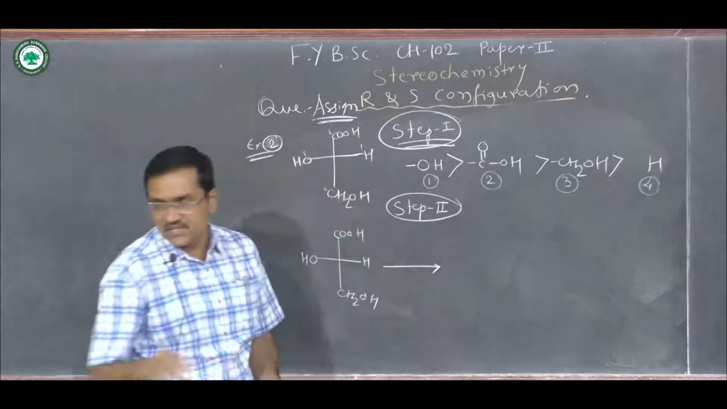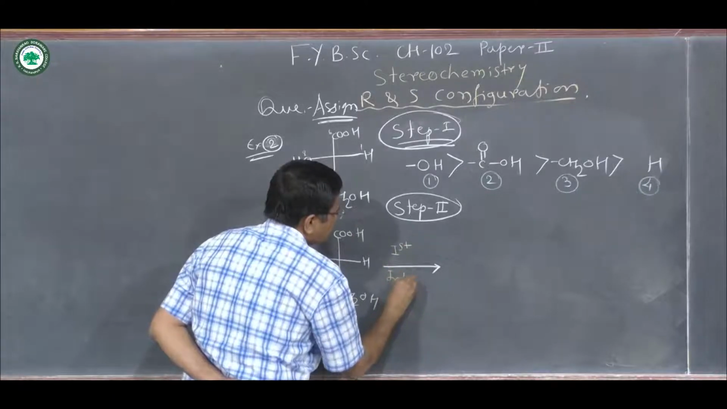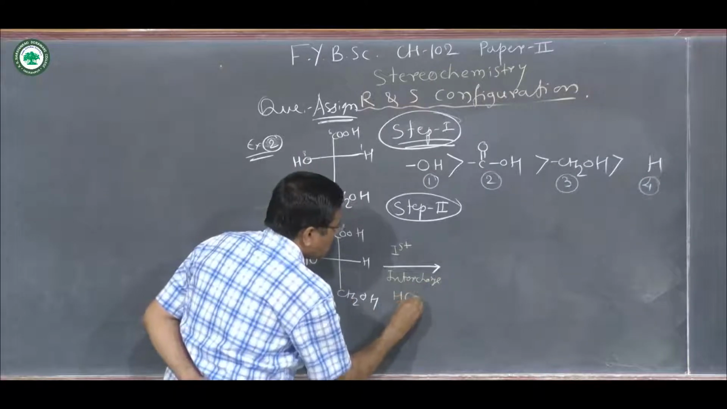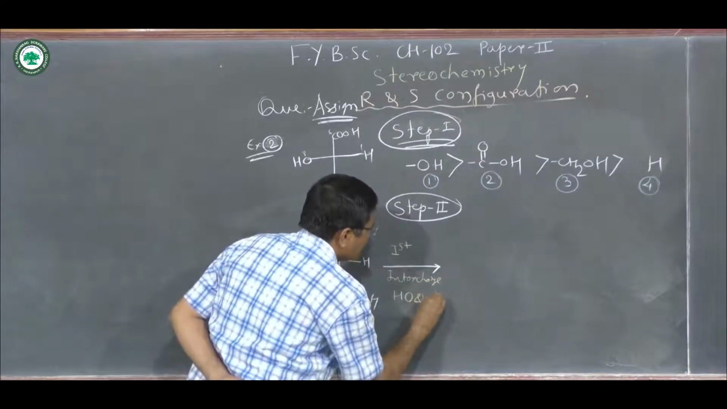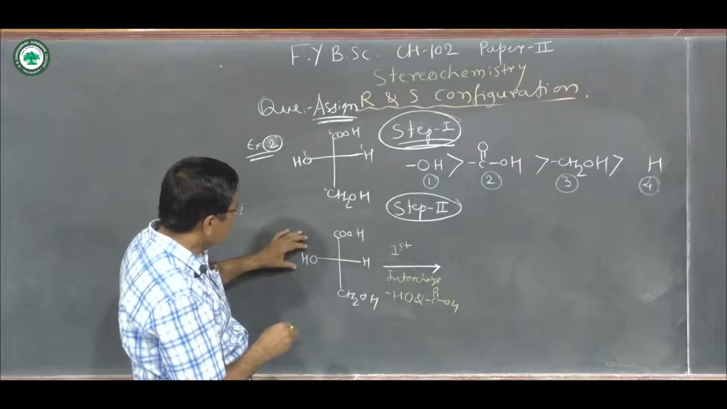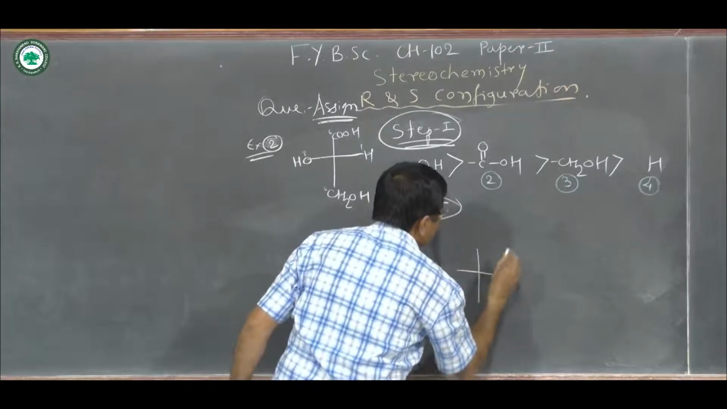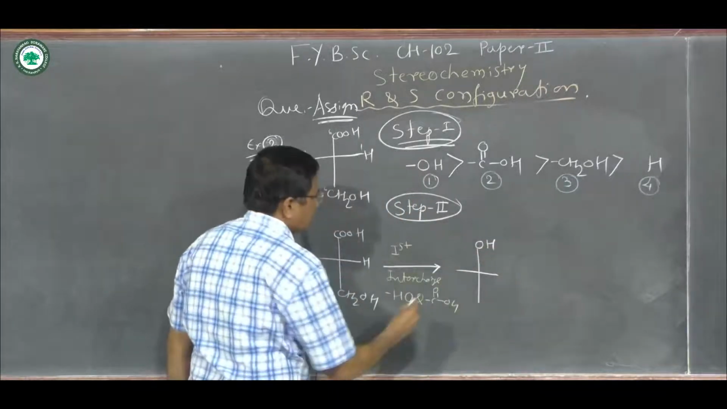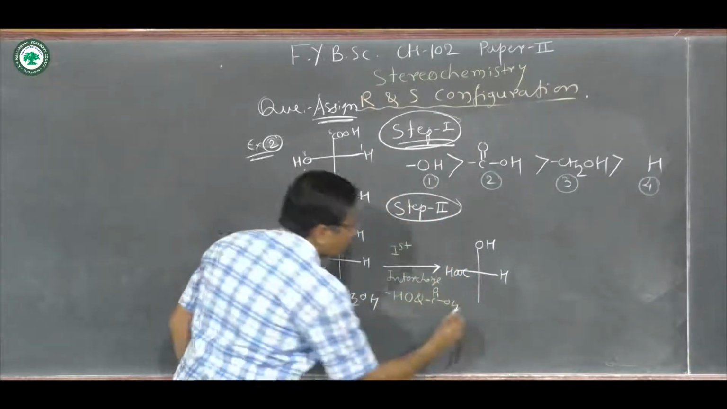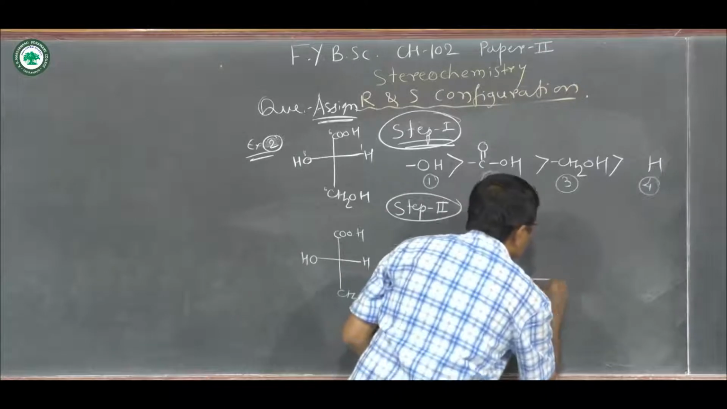Okay, now first interchange between OH and COOH. Why? Because we want to move this OH to the top position. Okay, now here this is OH here, then COOH here, H as it is, and CH2OH is also as it is. Okay, now second interchange.